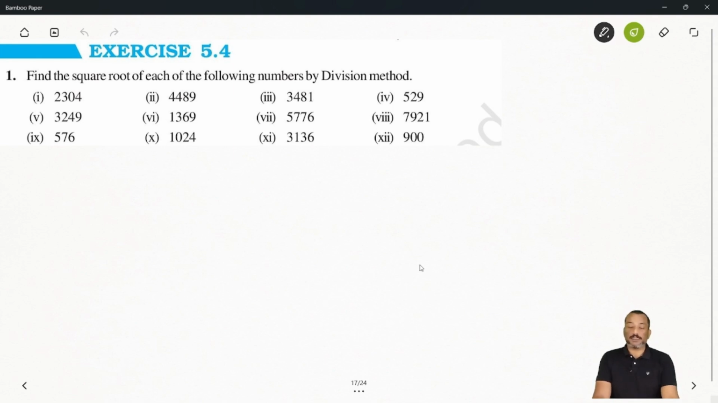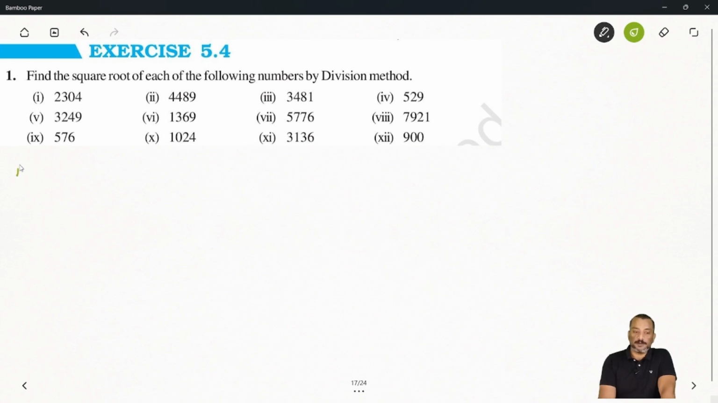Already we have done the division method in our description of the square and square root videos. So if you have any doubt, you can check out that. Okay, we will do a few questions here. So we will go with question number one.